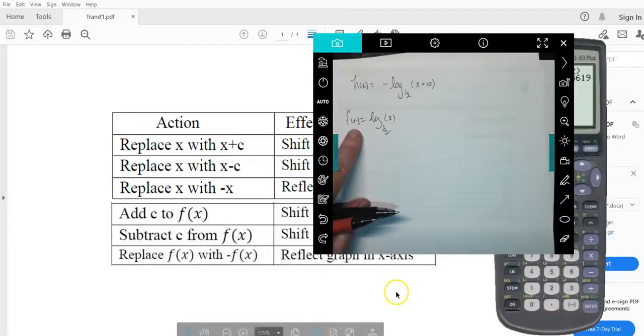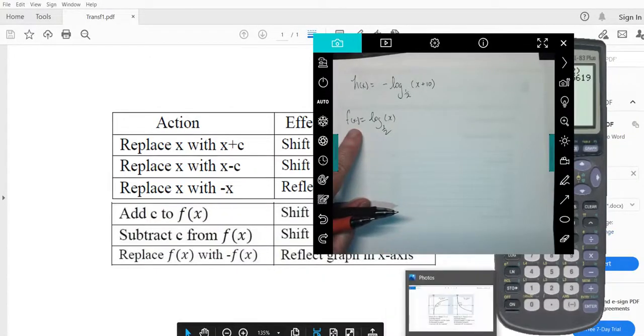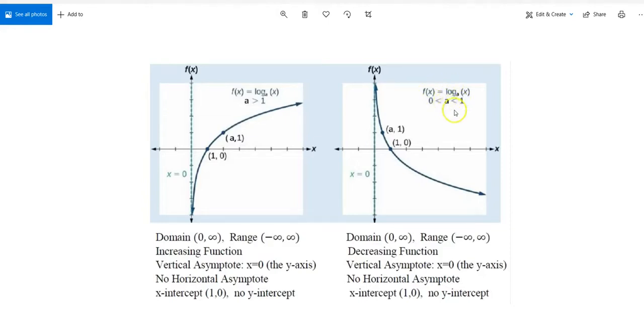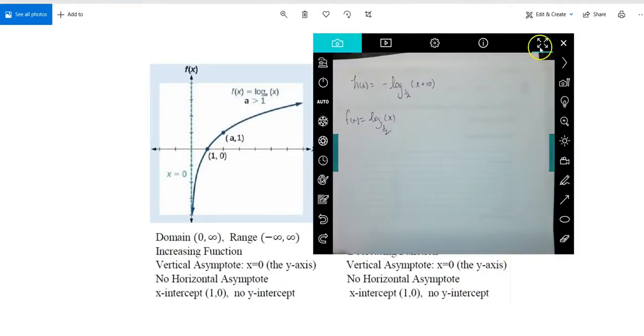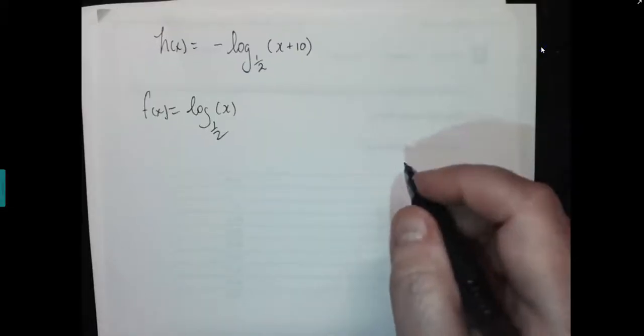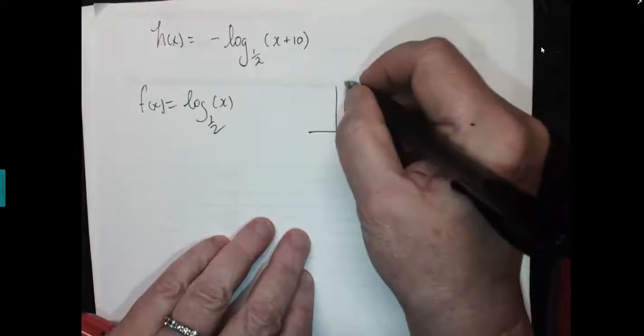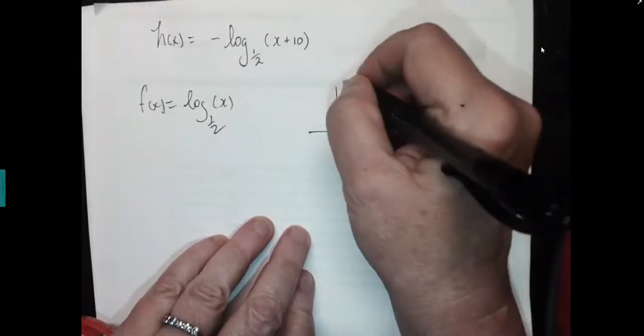Now, what about this other one? I'll do it quickly. I'm going to start with the basic function, the logarithm of x taken at the base 1/2. Okay, and if I have that, that's what I'm going to start with. And you can see that the base is 1/2, so we're in this situation over here. Okay, so the graph of that is going to look like this.